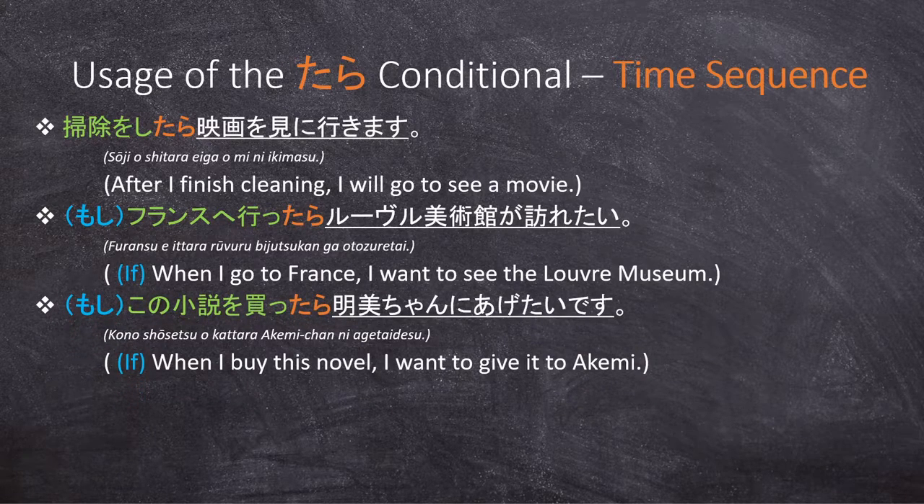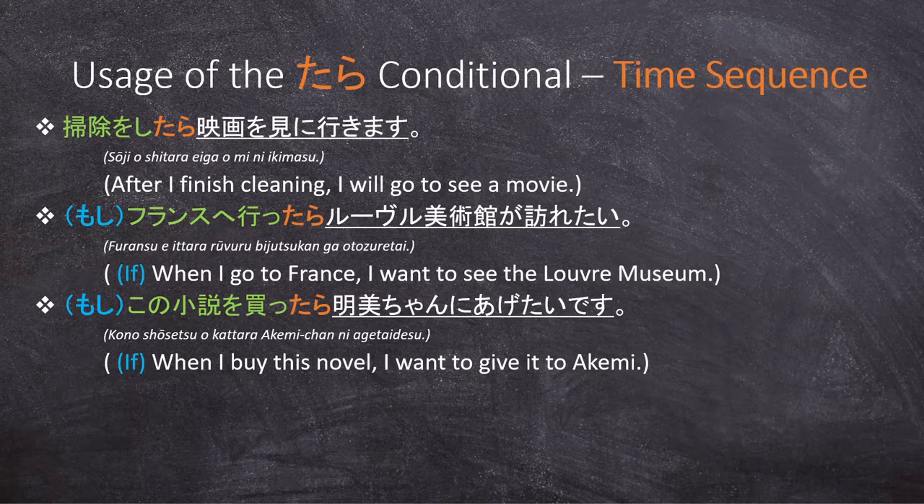Now, our third example here just follows and expands on everything that we have learned in the first and second sentence. Moshi, kono shousetsu o kattara Akemi-chan ni agetai desu. If I buy this novel, I want to give it to Akemi. So once again, we have a time sequence established between our two actions. So first, we have here a certain desire also expressed with Tara, and that is our desire to give it to Akemi, perhaps as a gift, but first, of course, we must buy it. So that is that time sequence expressed.